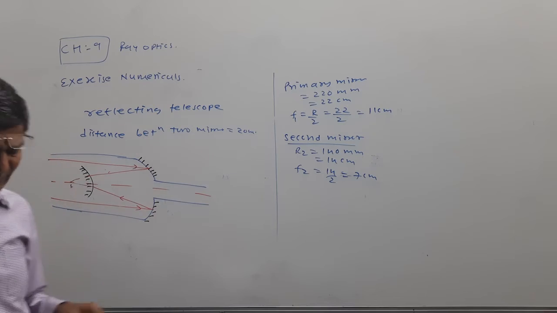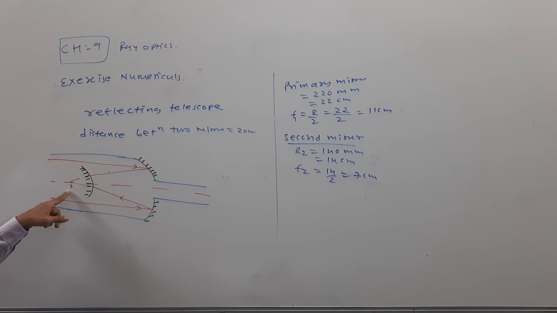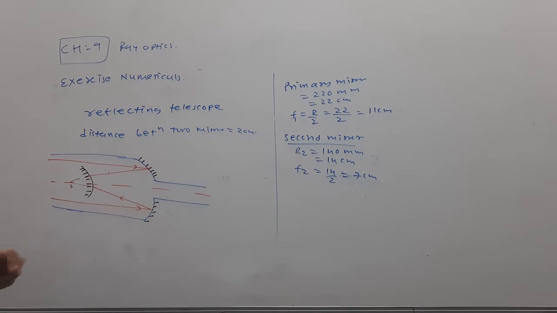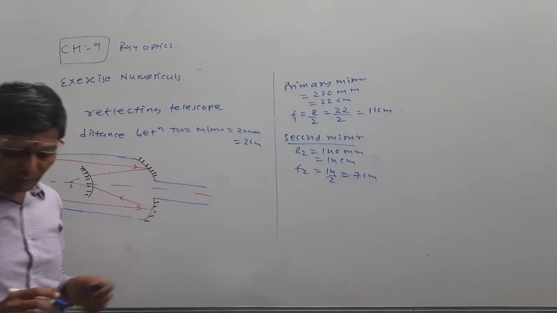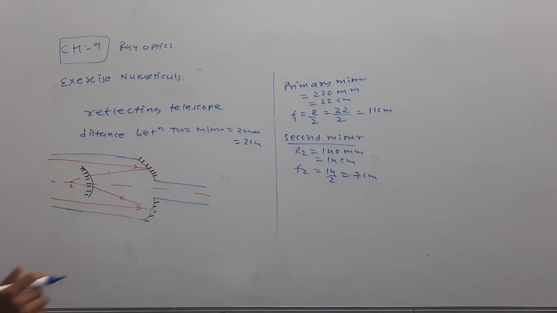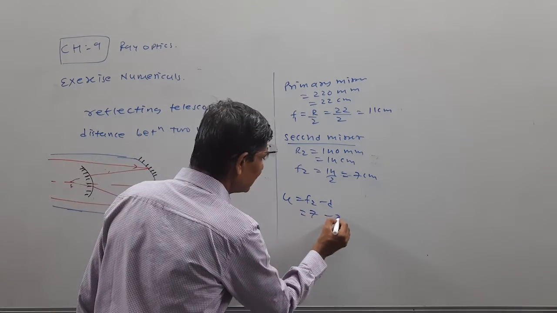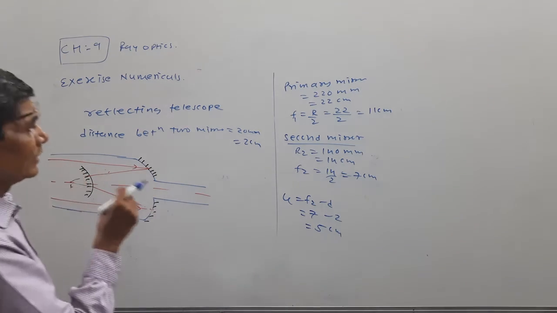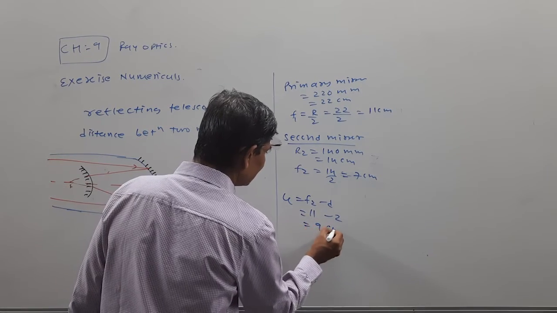Now see, we know that the image was to be met at F1. Now the separation between the two mirrors is given as 20 mm, that is 2 centimeter. So what is the object distance for this? U will be F1 minus D. See, what is our F1? 11. D we obtained is 2 centimeter. Now F1 minus D, 11 minus 2, turns out to be 9 centimeter.